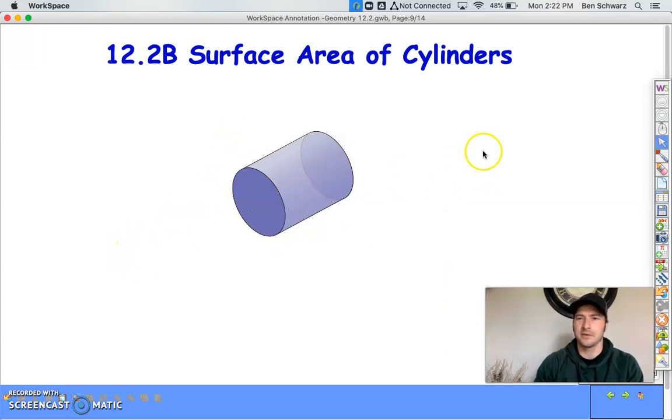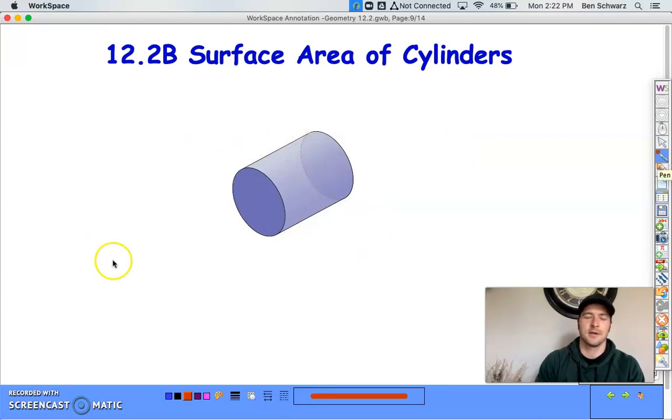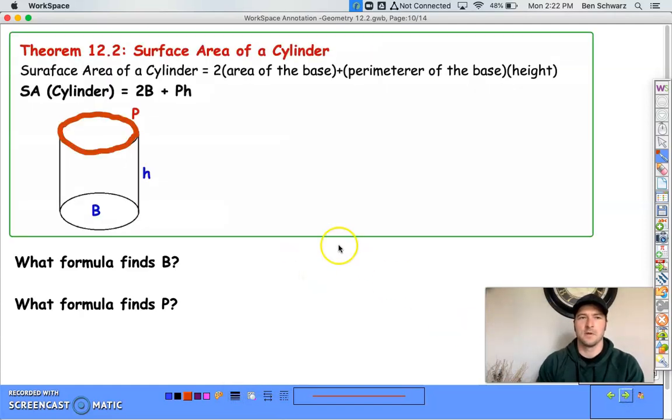All right, so today we're going to be learning about surface area of cylinders. We did prisms the other day, and it's a pretty similar process here. So let's go ahead and get into it. The formula for surface area of a cylinder is the same as if you're finding surface area of a prism.